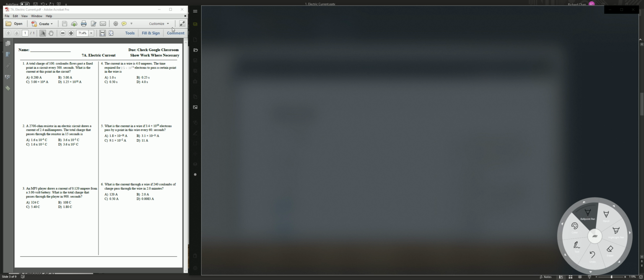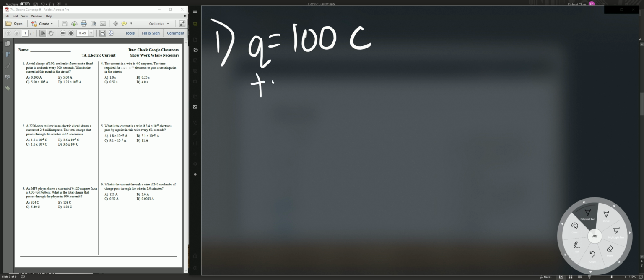So now let's actually get to solving these problems involving electric current. Your total charge is 100 coulombs, and it passes a fixed point in the circuit every 500 seconds. What is the current at this point in the circuit? I is your electric current.